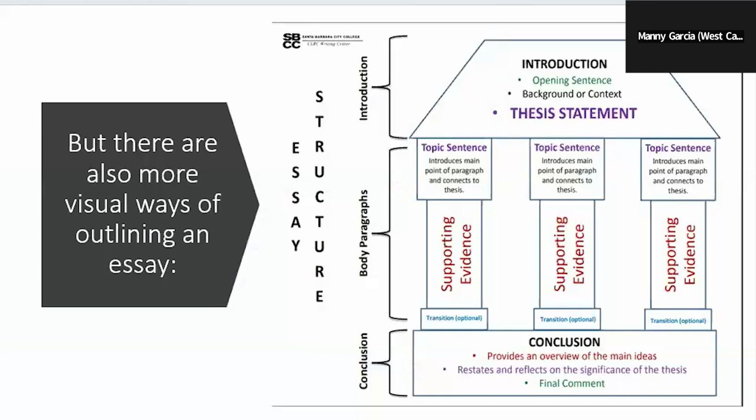But wait, there's more. As we said earlier, there are a lot of other ways that you can visualize the outlining of the essay. This is what I would call the temple model.